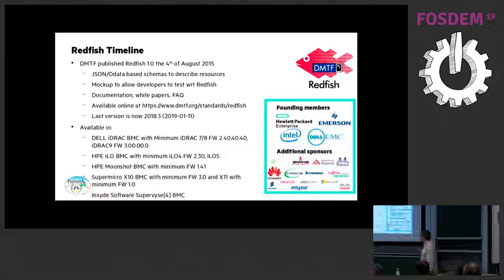That's pretty interesting. A lot of documentation has been published, as well as white papers, FAQs, etc., on this URL, the dmtf.org website, under the standards area. They have a Redfish entry point in which you will find all this information, and you can download all of that. So the latest version is 2018.3, which has been published in 2019. Don't ask me why it's not 19.1. I don't know. That's the way it is.